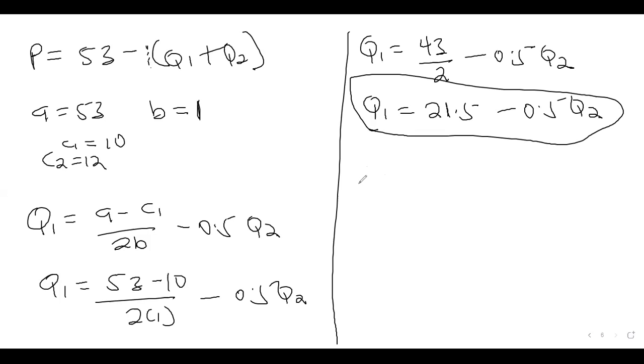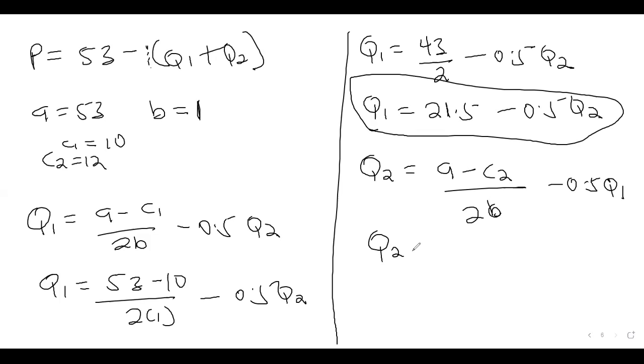Okay. The reaction function for firm 2, the formula is Q2 is equal to (A minus C2) over 2B, minus 0.5 Q1. All right. So we have Q2 to be equal to, the A is 53, the C2 is 12, over 2 into bracket 1, minus 0.5 Q1.